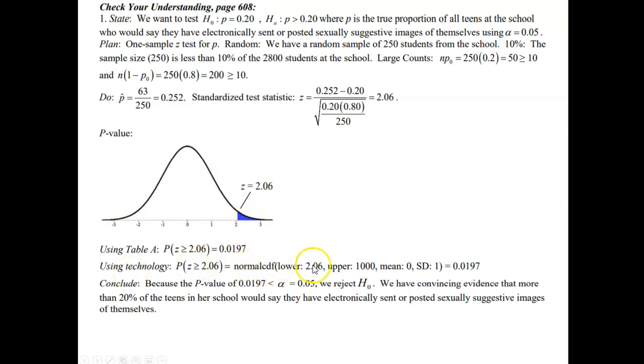Now, using technology, again, it's just preferable that you use the standardized version of normal CDF, where the mean is 0 and the standard deviation is 1. Either way, it comes out to about 2%. So we got a pretty small p-value just now, and it is smaller than the significance level of 5%. So that means we are going to reject the null hypothesis.